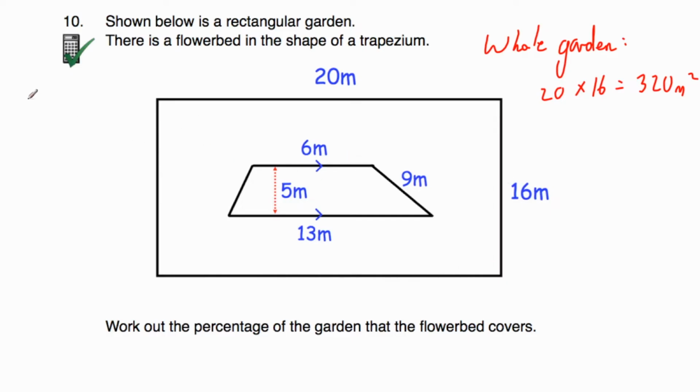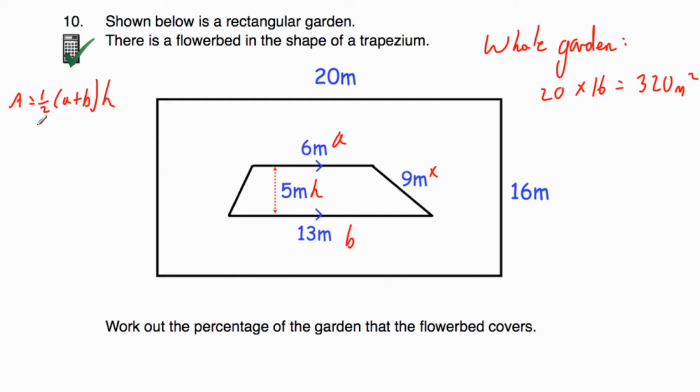Now the area of the trapezium. The area of the trapezium is equal to a half, and then in brackets A plus B, times the height. So if we look at our trapezium, our A and our B, our two parallel sides, would be 6 and 13, and the height is equal to 5 meters, the distance between them. This 9 is the length of a diagonal, and we don't need it.